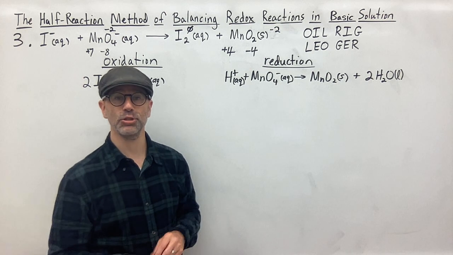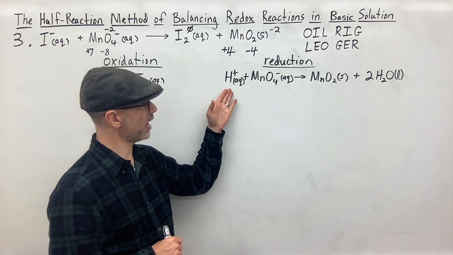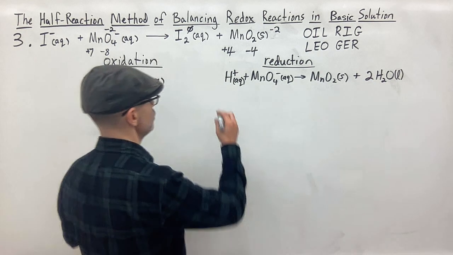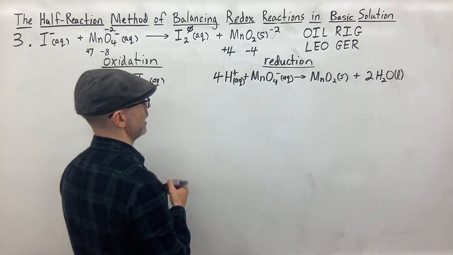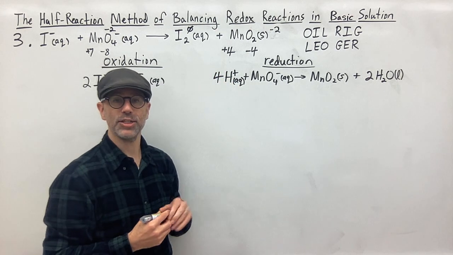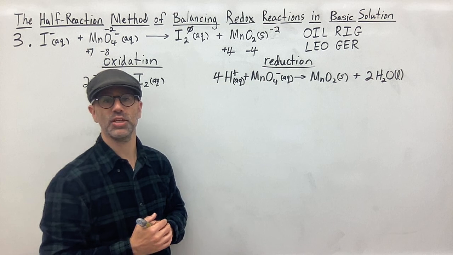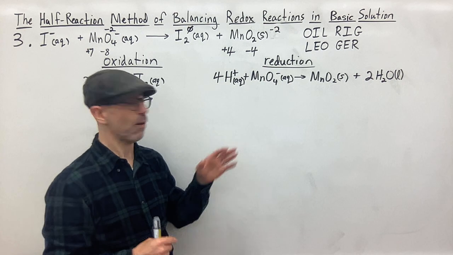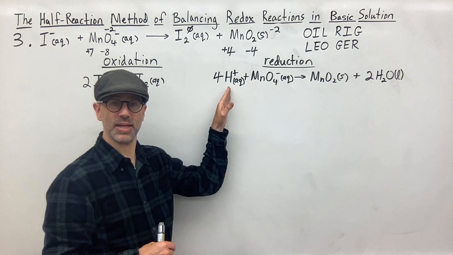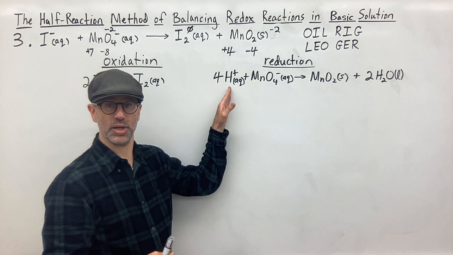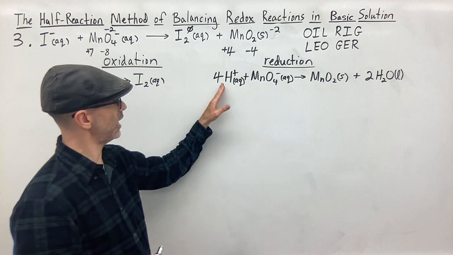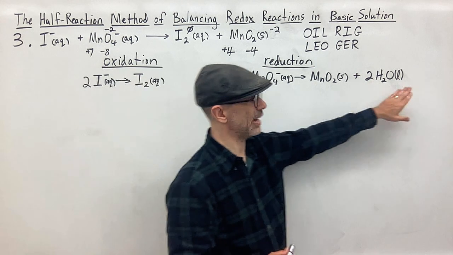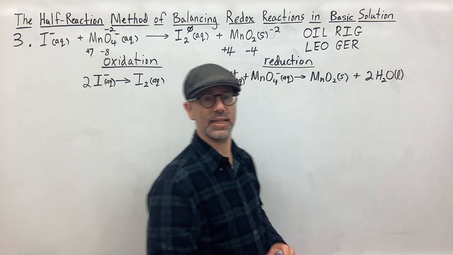So this is basic solution. So we're going to use the hydroxide to neutralize our H plus. So again, I have 4 over here. I should have 4 over on this side. So I'm going to add hydroxide. This is the extra step that you need to do when you're balancing a redox reaction in basic solution. Once you add the H plus ion, you've now got to neutralize it with your hydroxide. And if you add hydroxide on this side to neutralize your H plus, you've got to add the same number of hydroxides on this side.